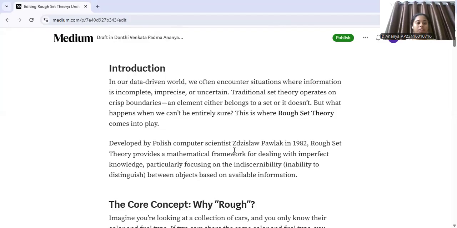In our data-driven world, we often encounter situations where information is incomplete, imprecise, or uncertain. Traditional set theory deals with crisp boundaries, where an element either belongs to a set or it does not. But what if we can't be entirely sure? That is where rough set theory comes into play.